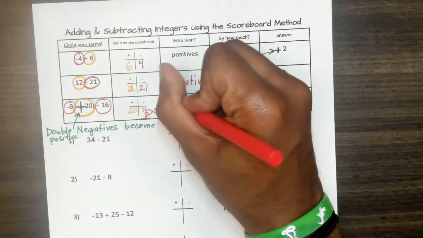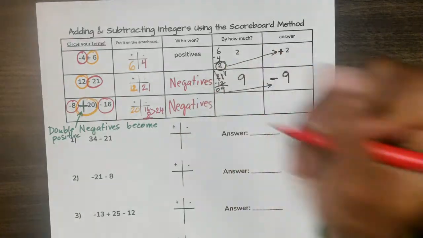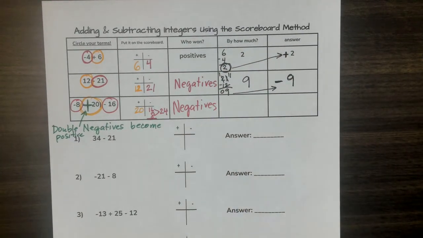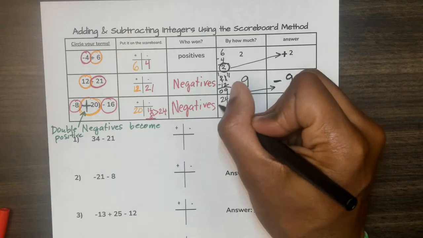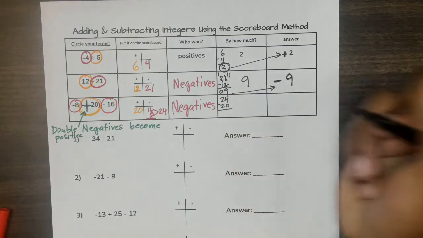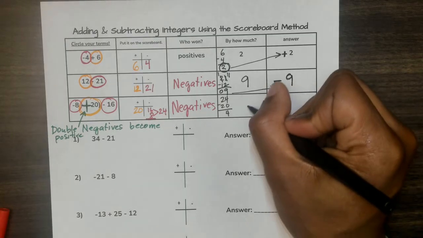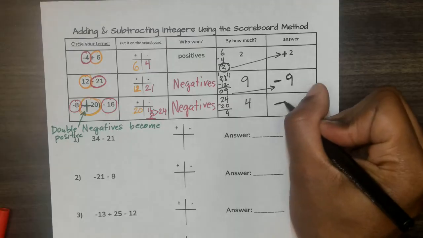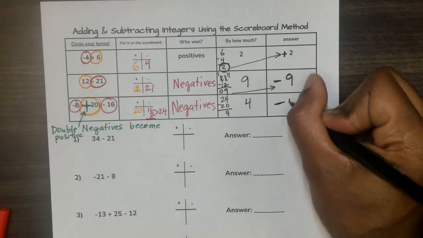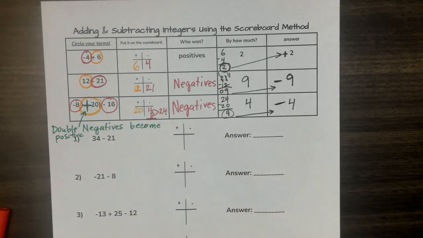Well, the negative team won. So we're going to write again, negatives. The negatives won. How many points did they win by? Well, this team won by 24 points minus the 20 points that the positive team scored. So that gives us 4. Negative team won, so we put a negative sign. They won by 4 points. So the answer here is -4.